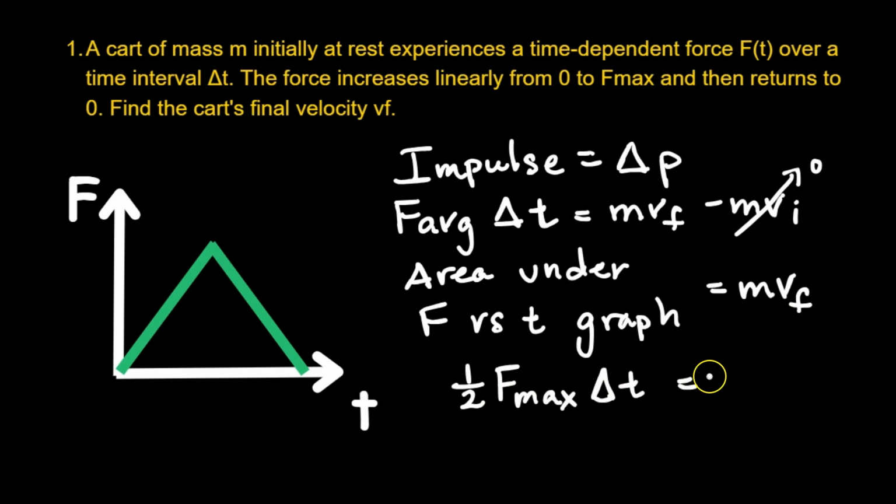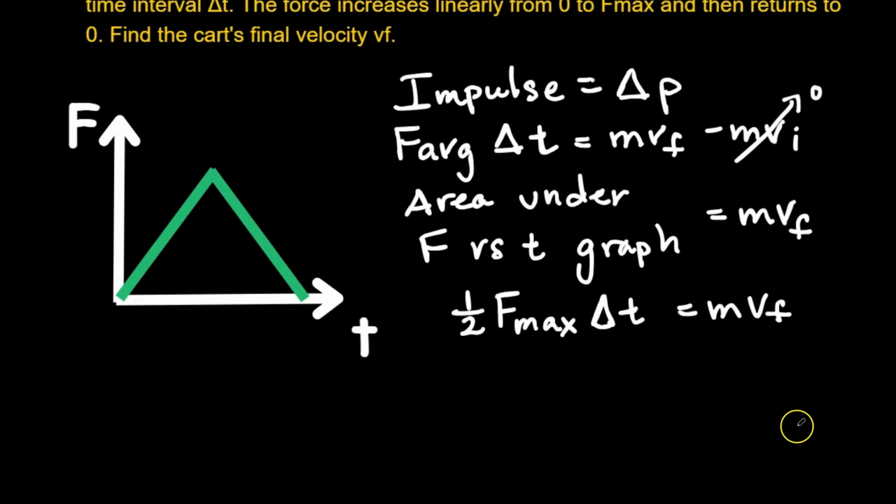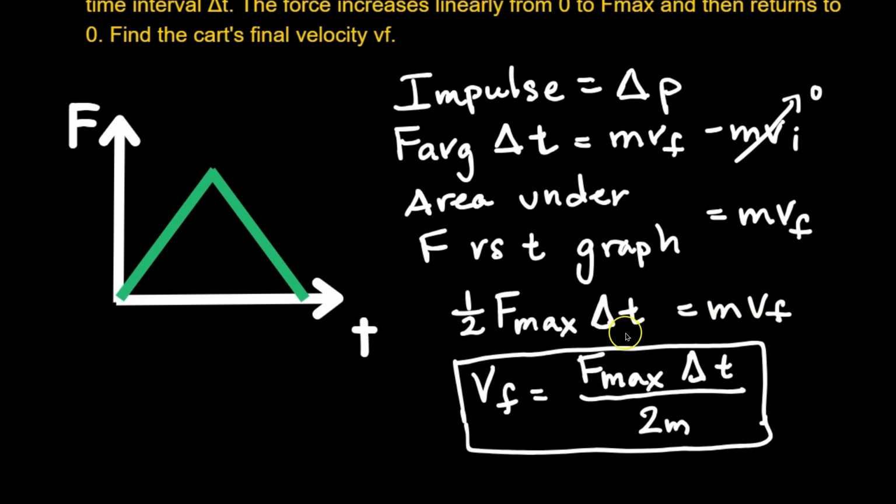Now, you'll notice that the shape of this graph is a triangle, so we can use the area of a triangle equation, which is 1/2 base times height. So we have 1 over 2 times the F max, which is the height, times delta t, which is the base, and set that equal to mv final. And dividing m on both sides, we get Vf equals F max times delta t divided by 2m.